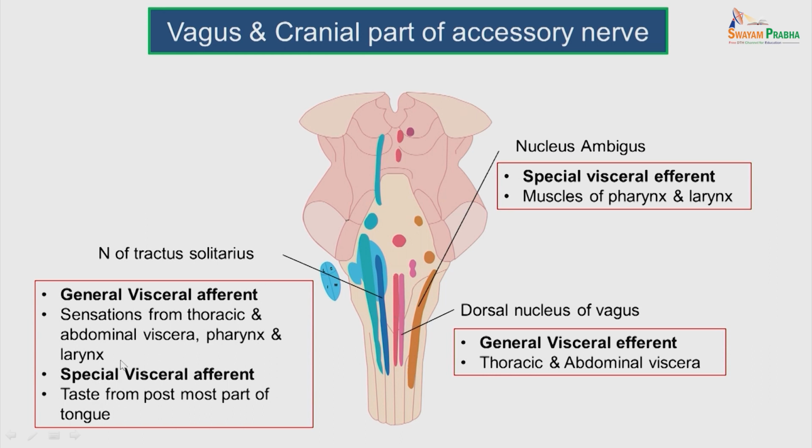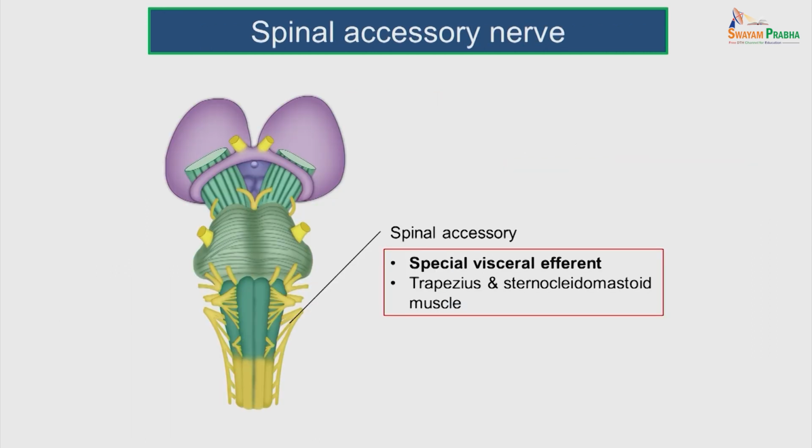Then the afferent columns. The general visceral afferent is the sensation from the thoracic and abdominal viscera, pharynx and larynx, which relays into the nucleus of tractus solitarius. You can see the nucleus. Then another component is the special visceral afferent, the taste from the posterior-most part of the tongue, which again relays in the nucleus of tractus solitarius. So, the vagus and the cranial part of the accessory have special visceral efferent, general visceral efferent, general visceral afferent and special visceral afferent. Now, the spinal part of the accessory has only one component, the special visceral efferent.